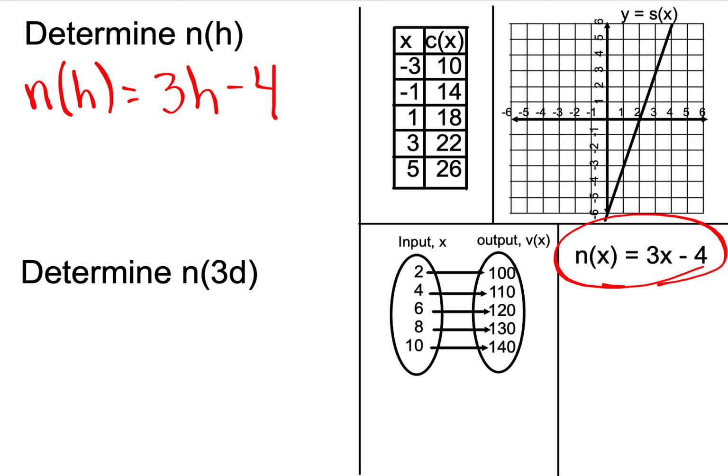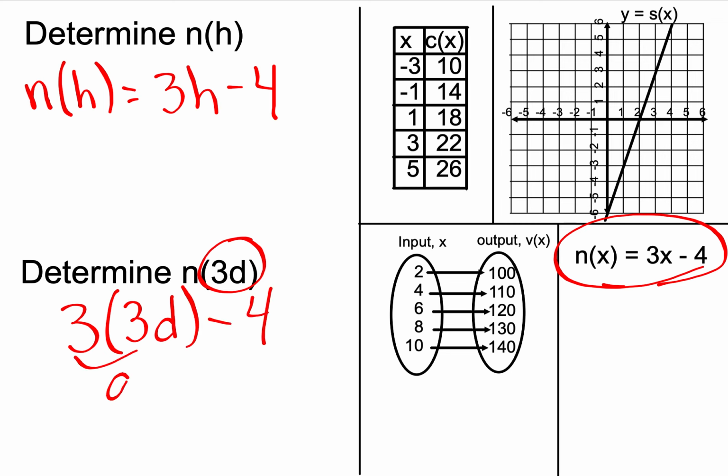Now, N of 3d, everywhere there's an x, we're going to replace with 3d. So 3 times 3d minus 4. 3 times 3 is 9. So this is 9d minus 4, and there's no more simplifying that can occur there.